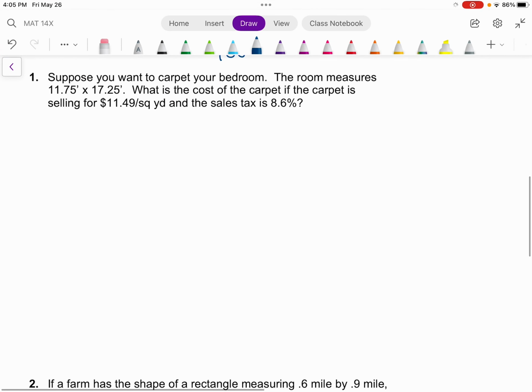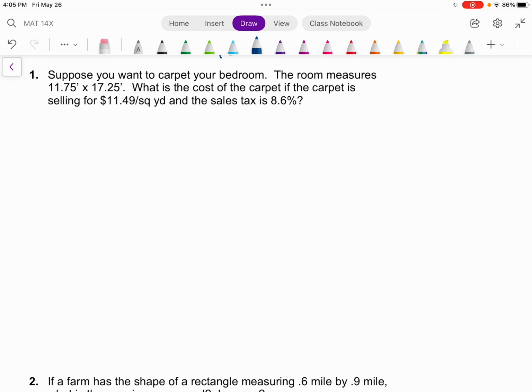The first one we're going to look at actually is going to tie closely in with our geometry project. So we're going to be looking at the area of a room and then figuring out how much it would cost to carpet the room, which is something you'll need to be able to do in our geometry project. So in this case, we're given a room measure. It's 11.75 by 17.25. And you'll notice this little weird tick mark there. That is another way to symbolize feet. When you see the double mark, that's another way to symbolize inches. And that's just common knowledge that you should tuck away in the back of your brain.